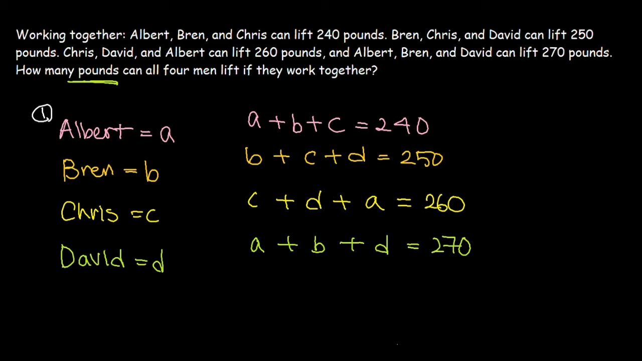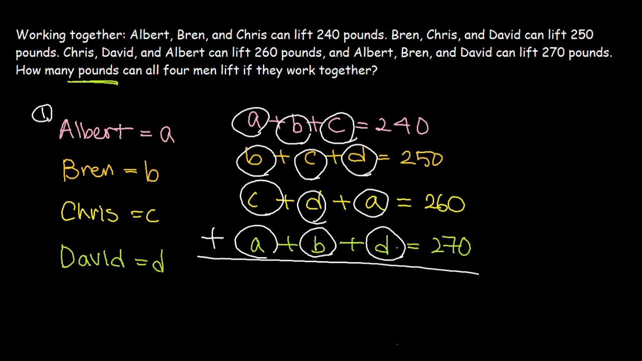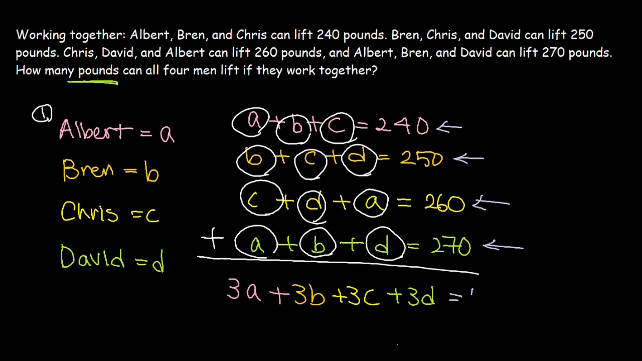So what I'm going to do first is add all of these four equations because I see something. We're given 1, 2, 3 A's, 1, 2, 3 B's, 1, 2, 3 C's, and 1, 2, 3 D's. So we have 3 of each variable when you add all of them together. Whenever you add them all together, you'll get 3A plus 3B plus 3C plus 3D. And you add up all of these numbers on the sides, you're going to end up with 1,020.